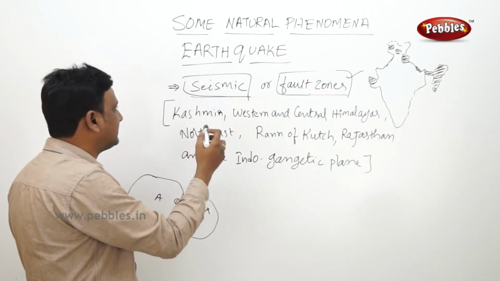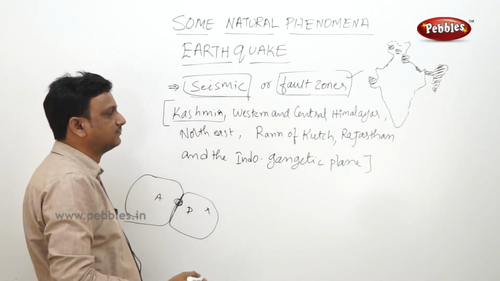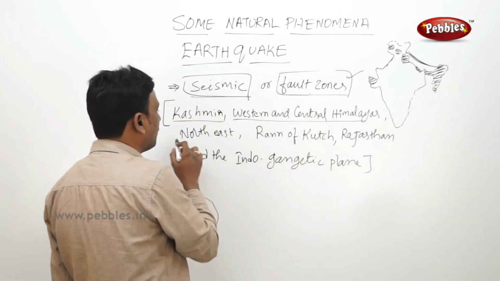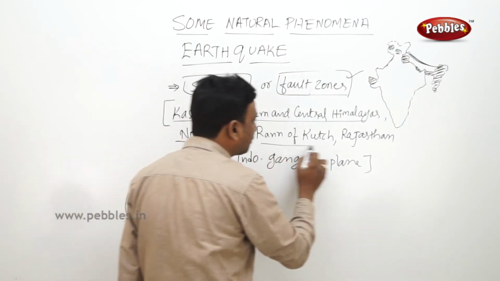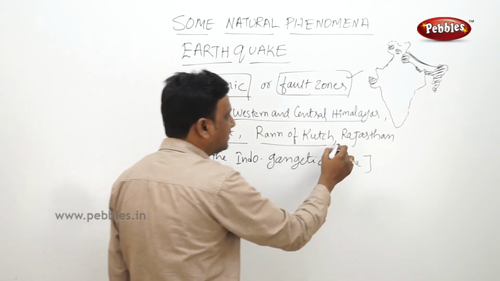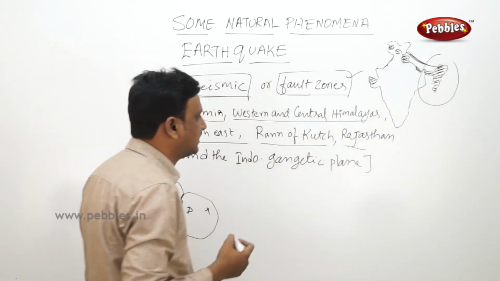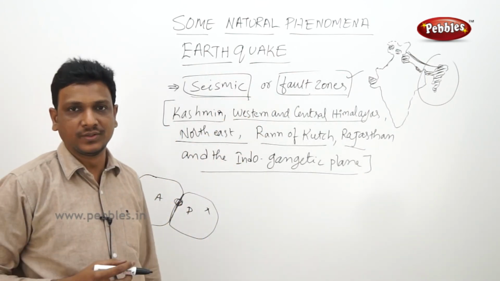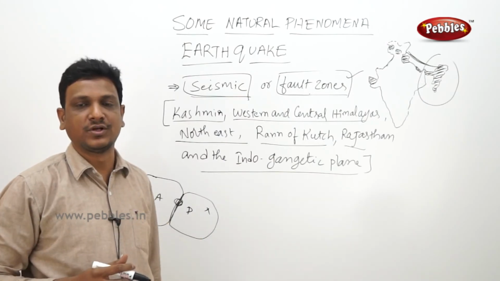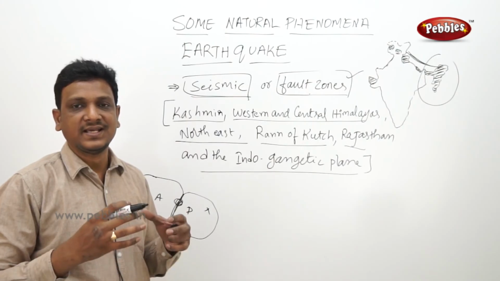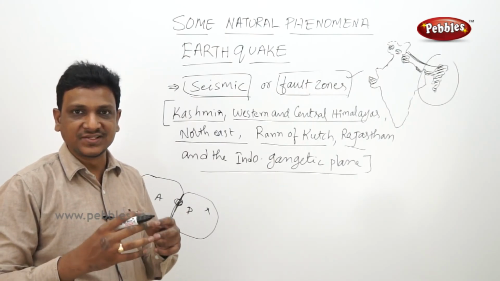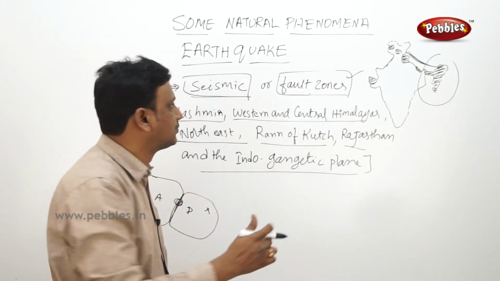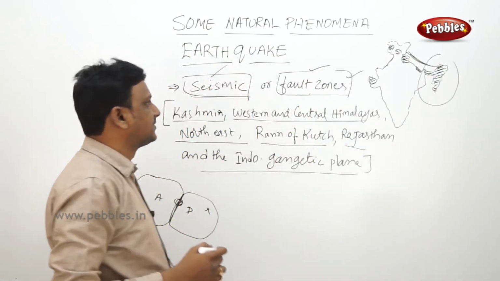Let's see where we have these seismic or fault zones in India. Kashmir, Western and Central Himalayas, and the Northeast, Rann of Kutch, and Rajasthan, most of the northeast part, and the Indo-Gangetic Plain. These are the places prone to earthquakes, where they have the boundaries of the tectonic plates. The movement of the plates creates destruction at these zones, which consist of the boundaries of the plates. So those zones are called fault zones or seismic zones.